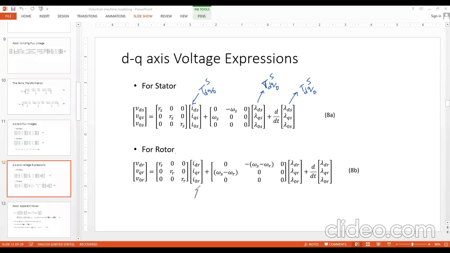For the rotor, this is TDQ0R, and these all should be TDQ0R because these are rotor quantities. The only difference here lies in, let's say this is RS, this is RR, this is minus omega S, because that is the relative speed between the stator ABC frame and the DQ0 axis. And this one here should be the relative speed between the rotor actual speed, omega R, rotor frame, and the DQ axis frame. So this is omega S minus omega R.